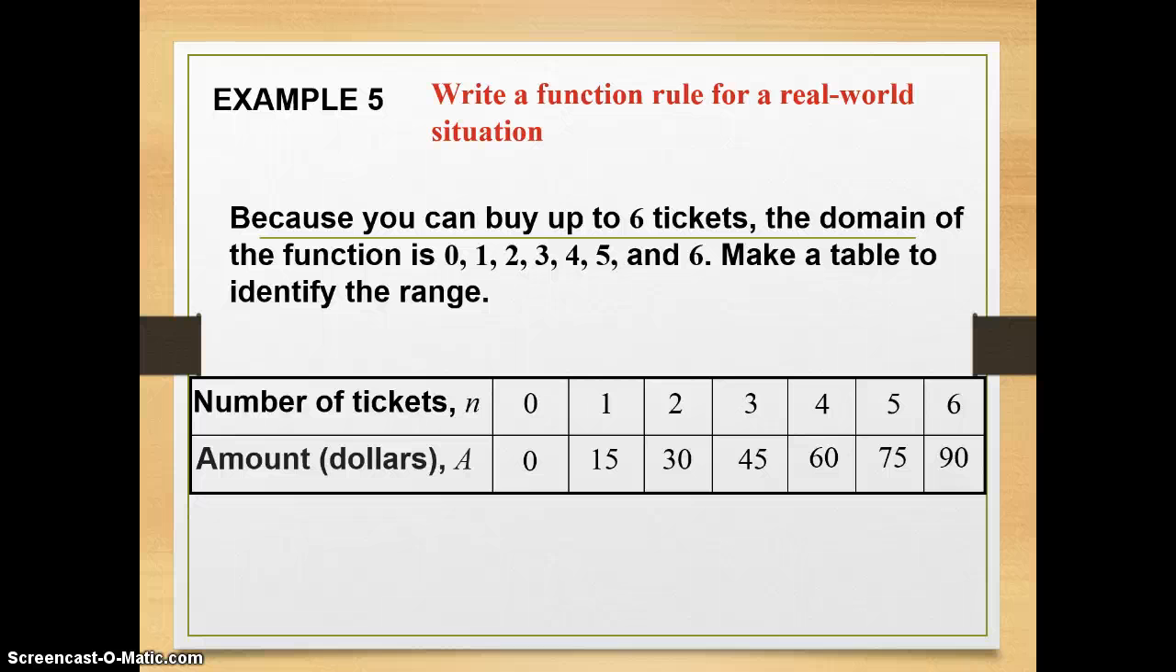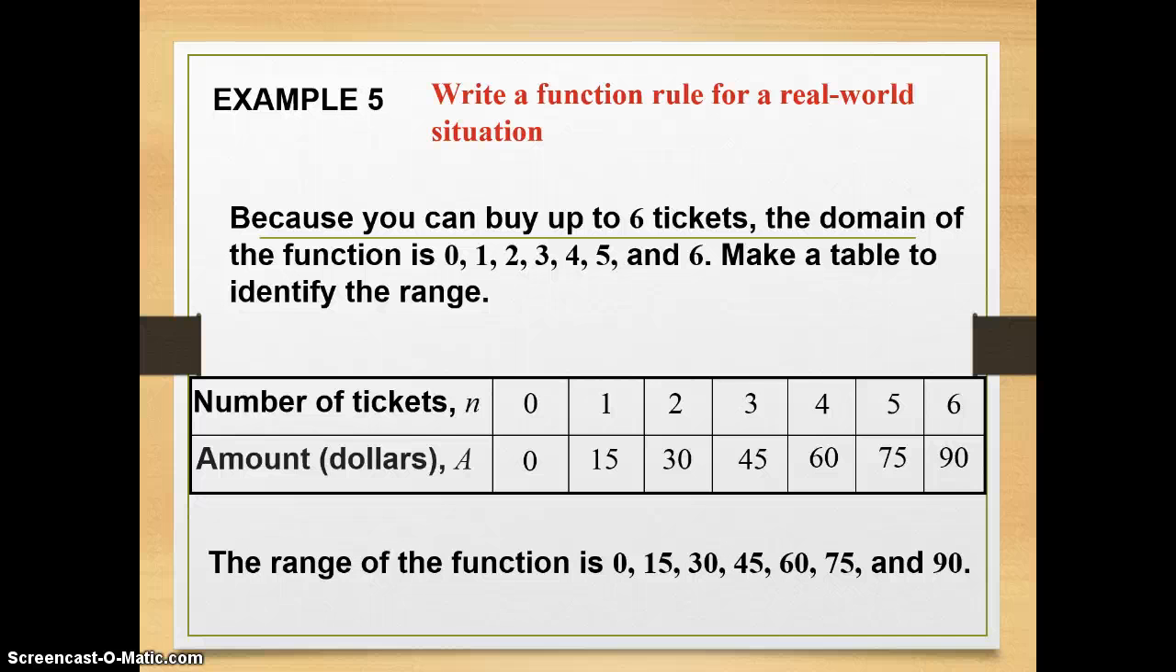So n is the number of tickets that you can buy, and a is the amount in dollars. So we're going to multiply 15 times the number of tickets and get our output, or our range. So our range in this example is 0, 15, 30, 45, 60, 75, and 90.